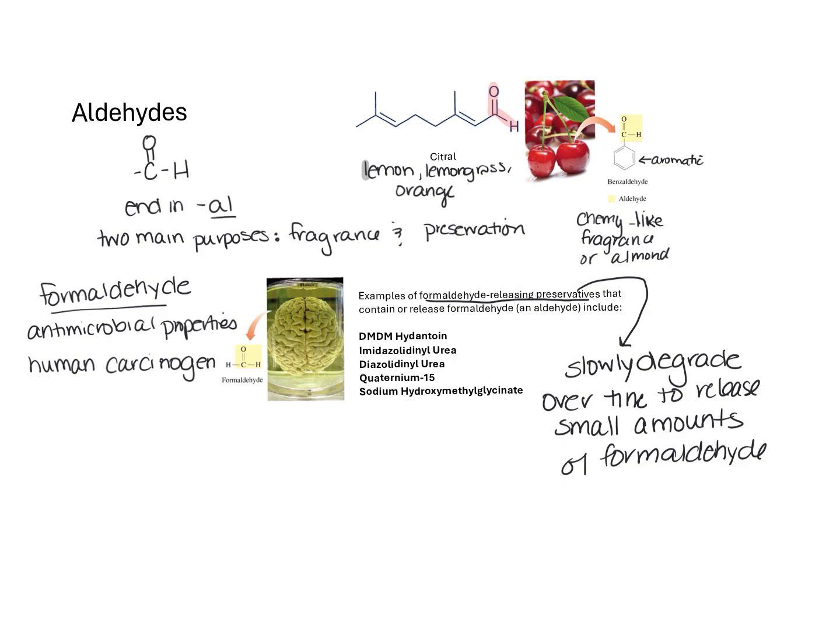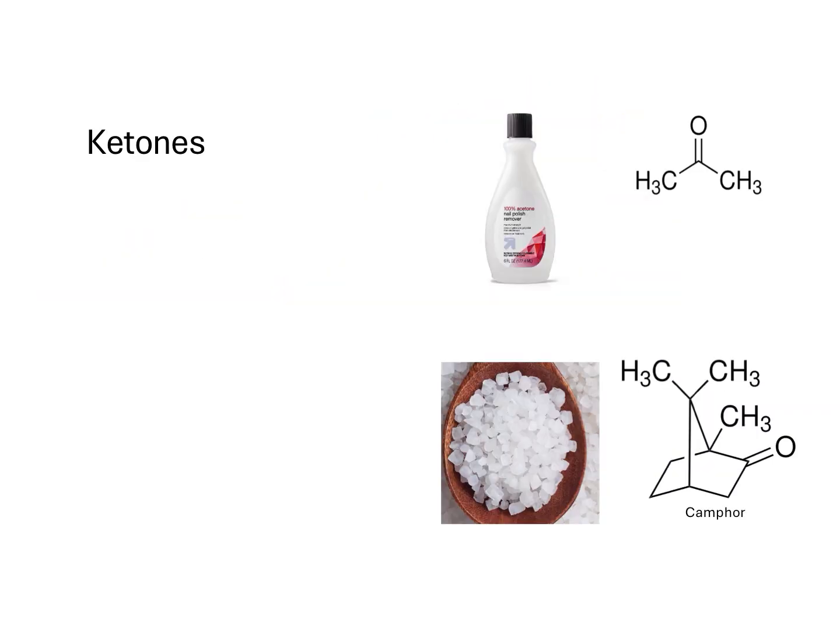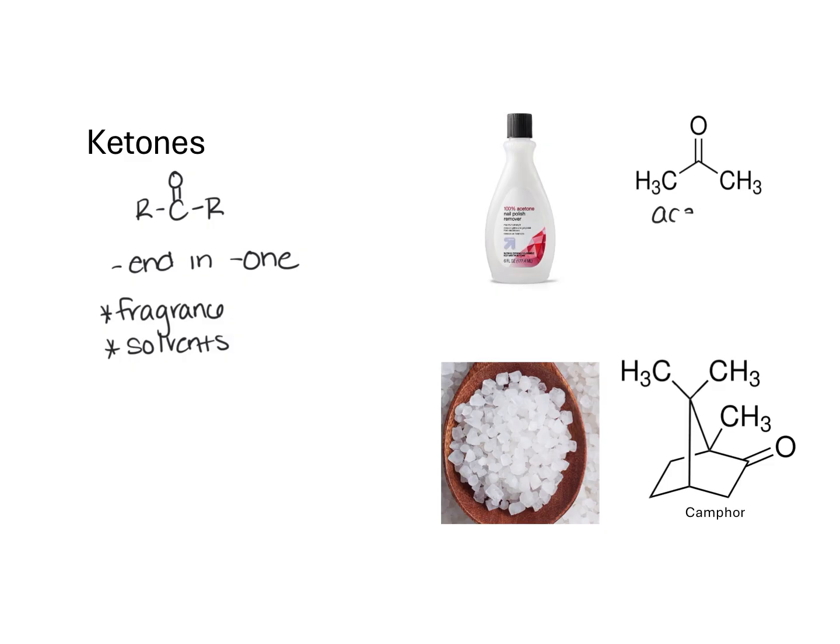Let's talk about ketones next. Ketones are a carbon double bonded to oxygen, but instead of having a hydrogen, they're going to be in between two carbons. Generally, they end in -one. So the name itself is going to end in -one. They are generally used in cosmetics for their fragrance properties. They are less commonly used as solvents, right? The simplest ketone that we have is acetone.